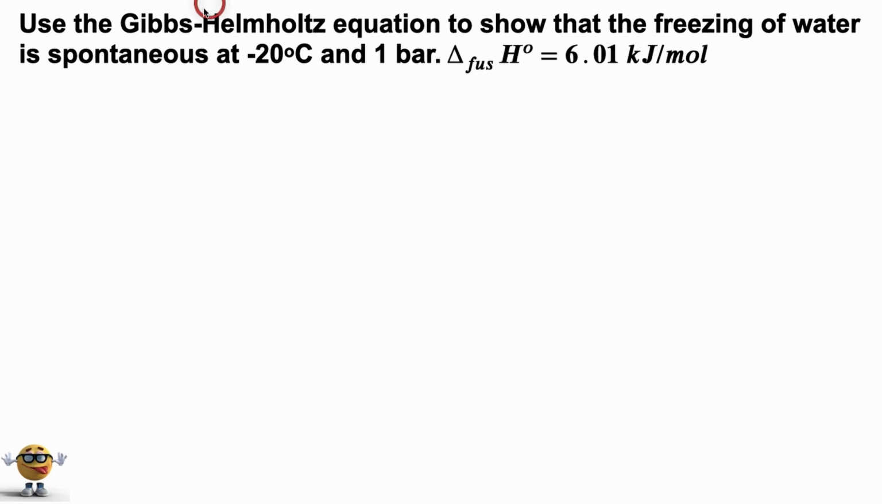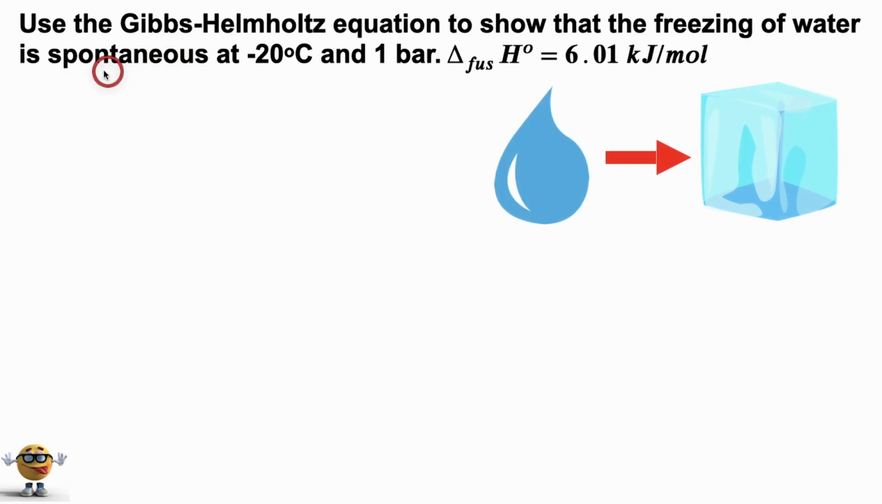Alrighty, gang, we're going to use the Gibbs Helmholtz equation to show that the freezing of water is spontaneous, so it occurs with no additional energy at negative 20 degrees Celsius and 1 bar. There's other ways to show that the process is spontaneous. I have other ways in the description below, but since it's asking to use the Gibbs Helmholtz equation, we'll do that. Now, what does it mean if it's spontaneous?